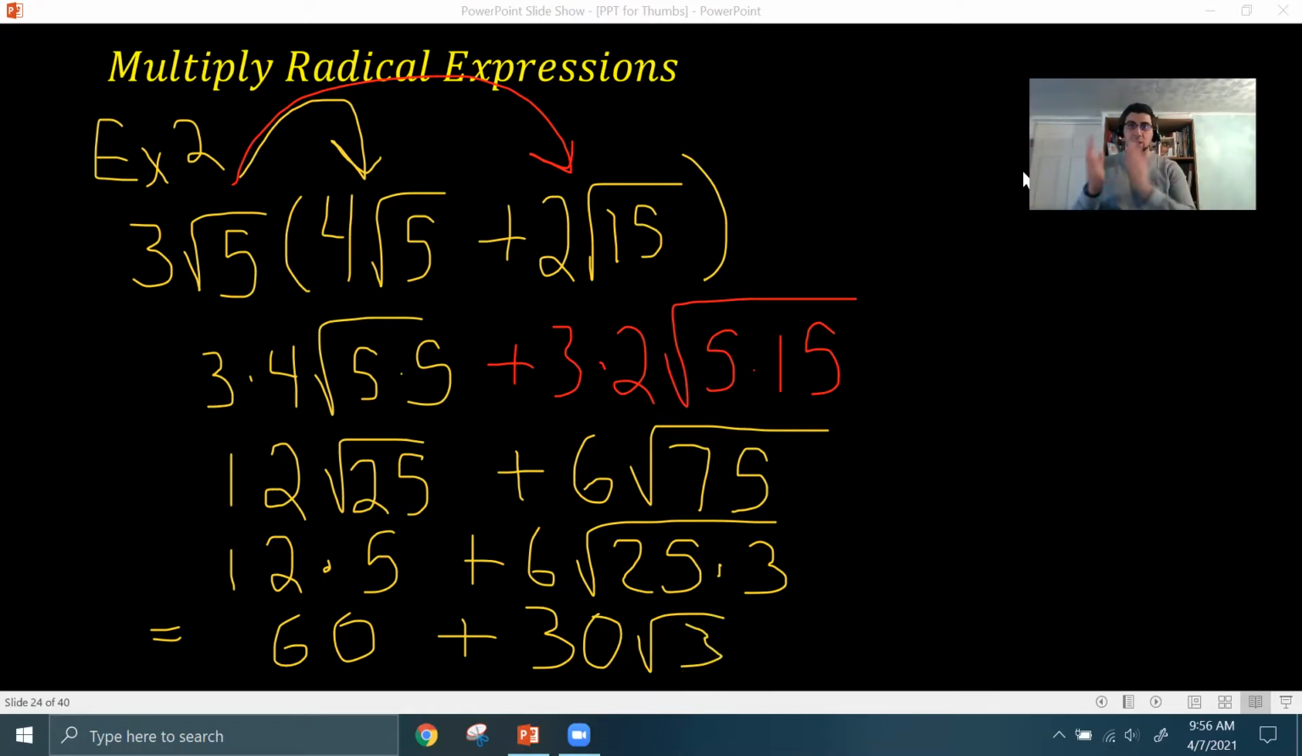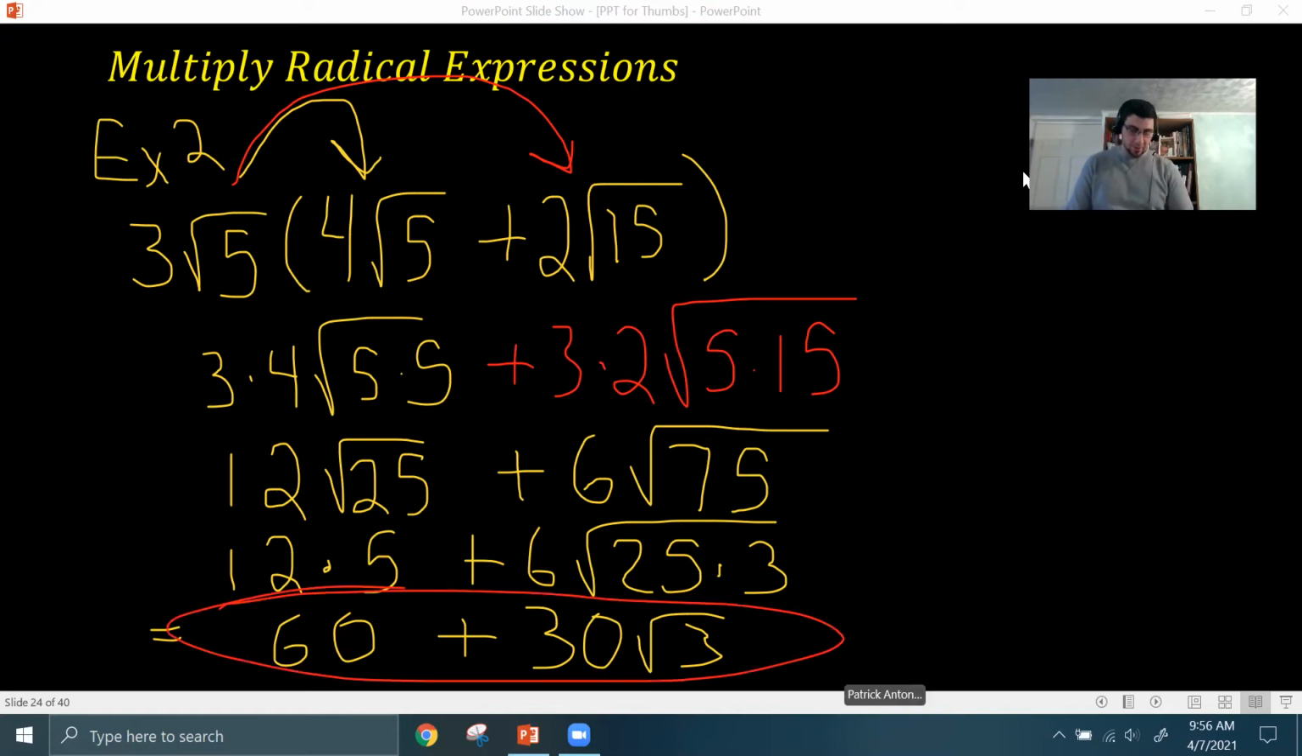Okay, the 60 and the 30 cannot be added together because they are technically not like terms, because the 30 has a square root of 3 with it and the 60 is just sitting out there. Okay, so it's 60 plus 30 square roots of 3. That, ladies and gentlemen, is our final answer.